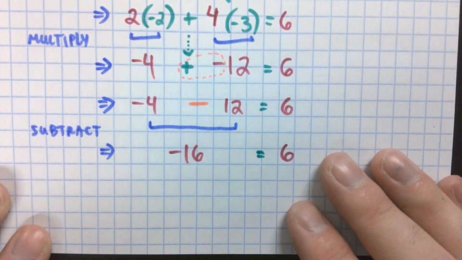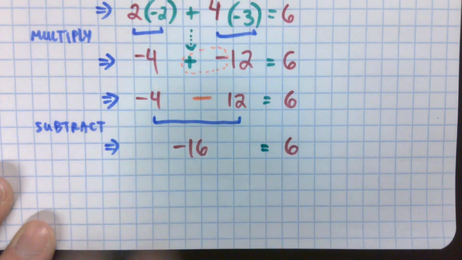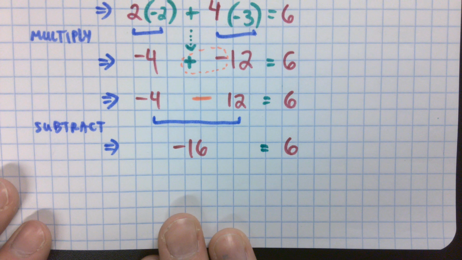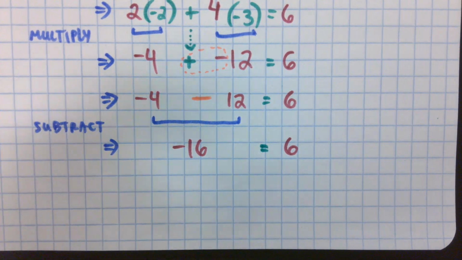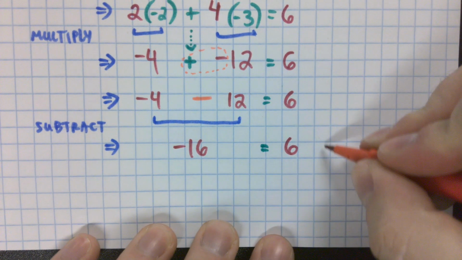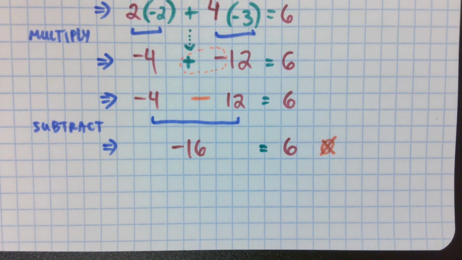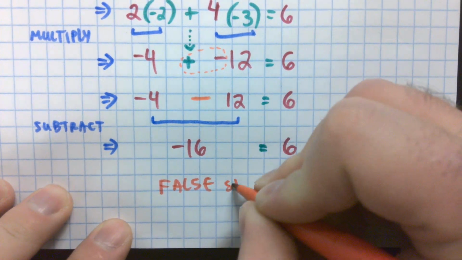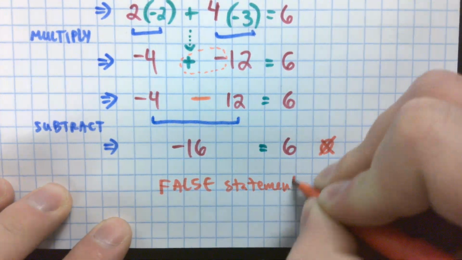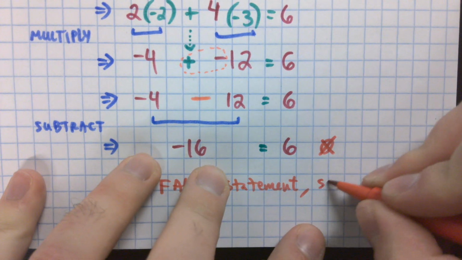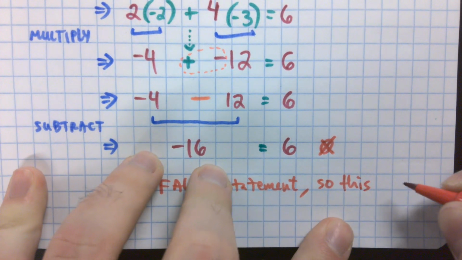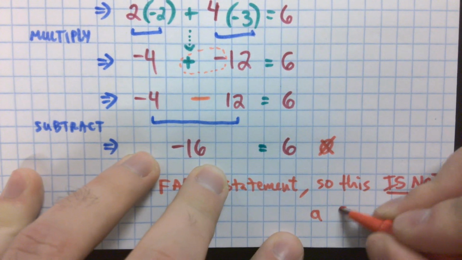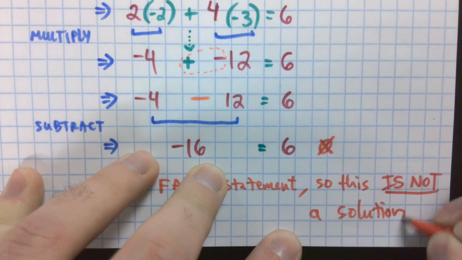Double check to make sure you didn't do anything wrong. We followed those steps perfectly. We were very precise going through this. Is negative 16 equal to 6? No. It is not. This is a false statement. So this ordered pair, this singular point, is not a solution.